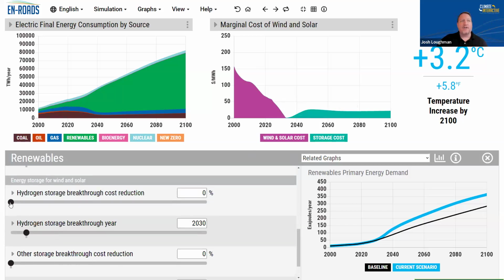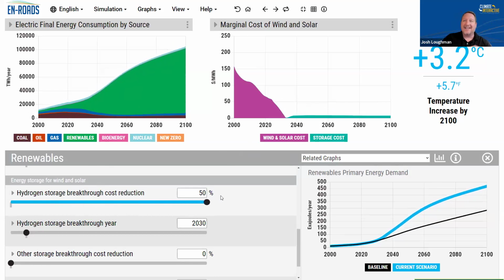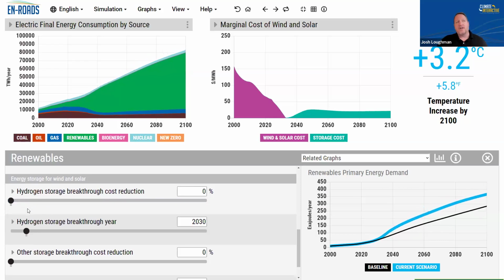But if we see a hydrogen breakthrough, we'll see more renewable energy potential. You'll see the cost of storage will decline. And you'll see here on this right graph, the renewables primary energy demand will go up. And that's because it is becoming more attractive compared to fossil fuels because of the accommodation with hydrogen. We can also accommodate it with other storage.